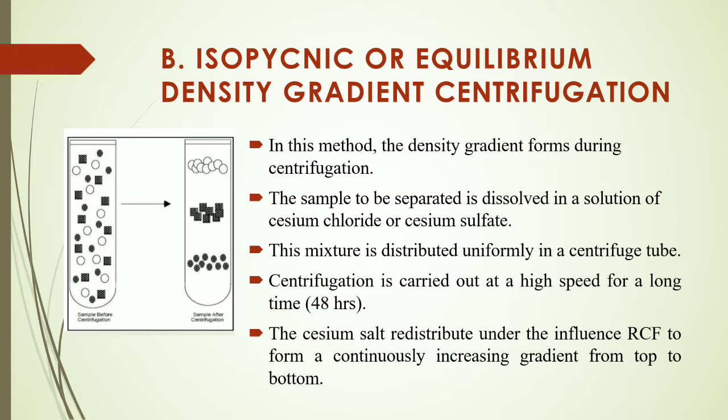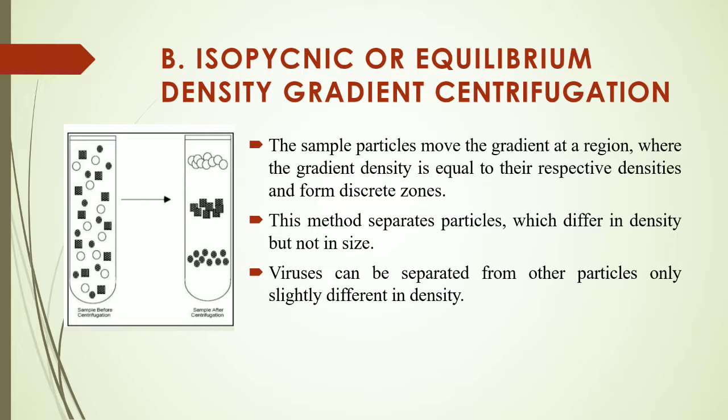The cesium salt redistributes under the influence of relative centrifugal force to form a continuously increasing gradient from top to bottom. The sample particles move in the gradient to a region where the gradient density is equal to their respective densities and form discrete zones. This method separates particles which differ in density but not in size. Viruses can be separated from other particles only slightly different in density.